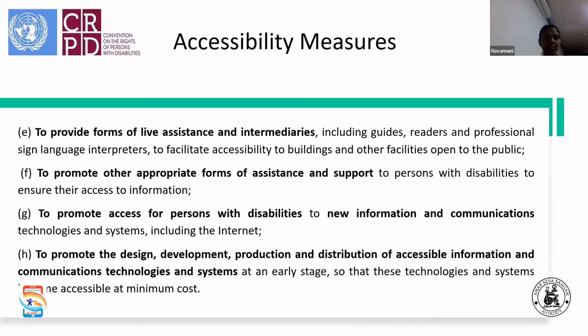Accessibility measures to provide forms of live assistance and intermediaries, to promote other appropriate forms of assistance and support to persons with disabilities to ensure their access to information, to promote access for persons with disabilities to new information and communication technologies and systems, and to promote the design, development, production, and distribution of accessible information and communication technologies and systems.